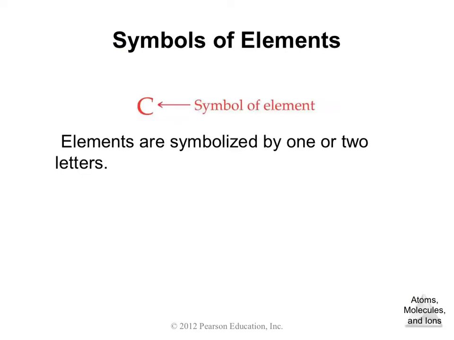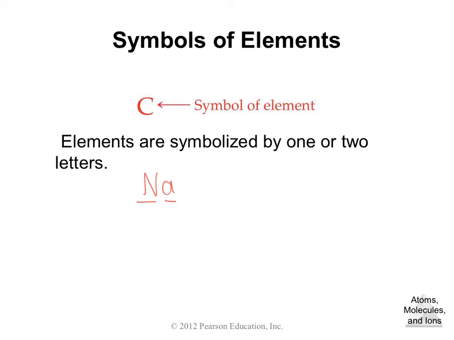Okay, so there are a couple of different ways that we can represent elements. For elements, we're going to use the symbol. It's either 1 or 2 letters. We've looked at these already. This one here would be carbon. If there are 2 letters like N and A, the first one is always capitalized. The second one is always lowercase.